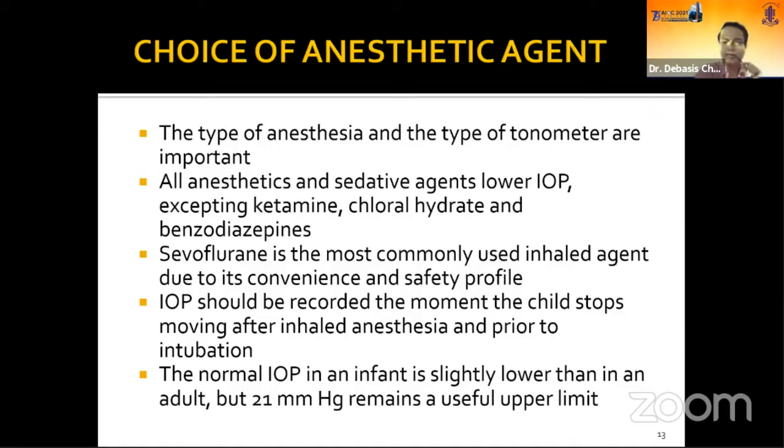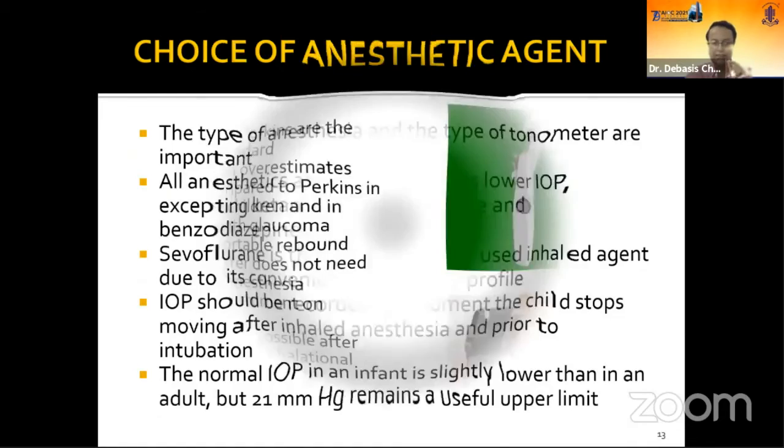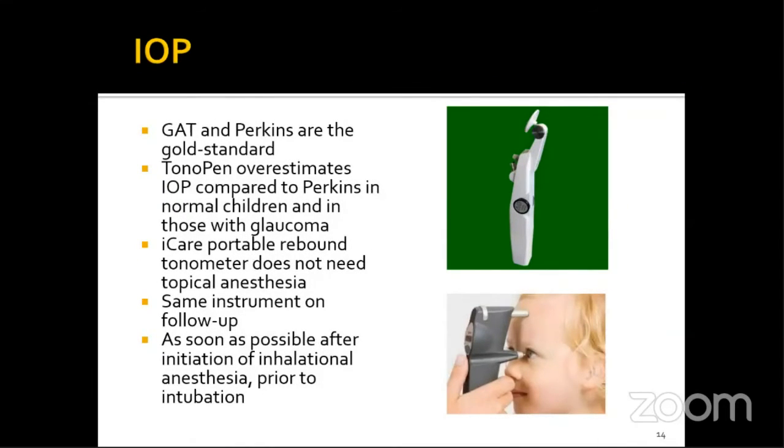In general, all anesthetics and sedative agents lower the intraocular pressure, excepting ketamine, chloral hydrate, and benzodiazepines. Sevoflurane is the most commonly used inhaled agent due to its convenience and safety profile. The IOP, importantly, should be recorded the moment the child stops moving after inhaled anesthesia and prior to intubation, because intubation will cause a false rise in the intraocular pressure. The normal IOP in an infant is slightly lower than in an adult, but on an average, 10 to 21 millimeter of mercury is the standard.